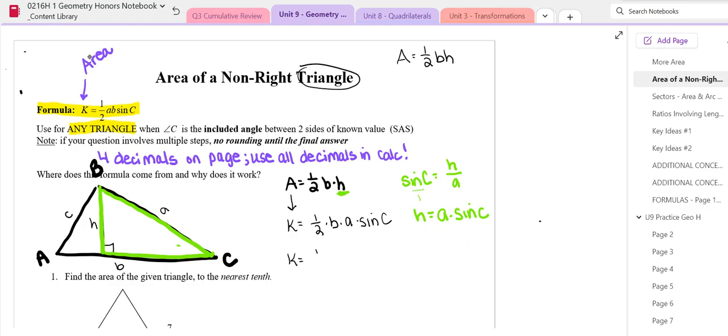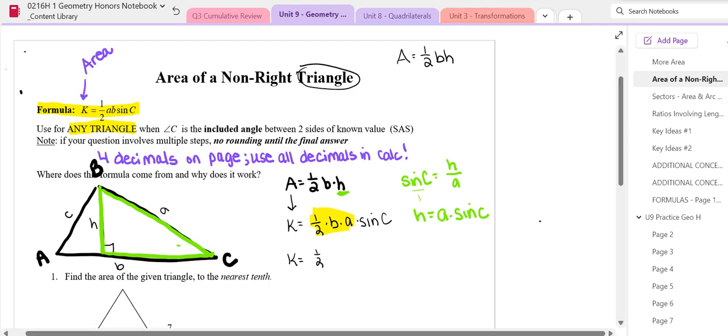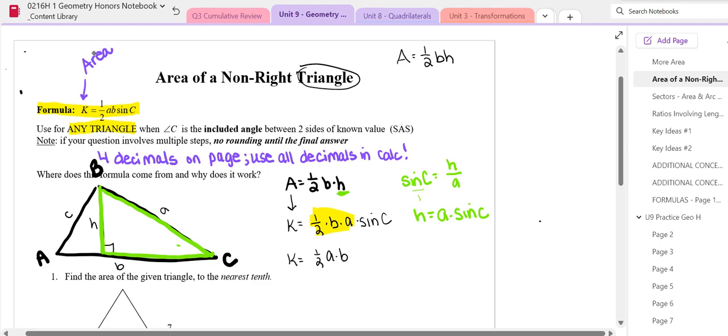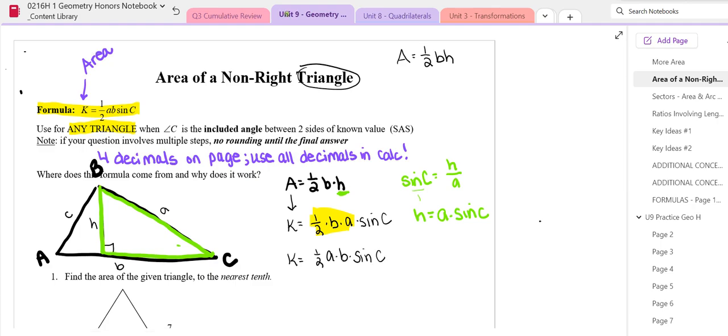So K equals 1/2. I'm going to just rearrange my order here because multiplication is a commutative operation, and it doesn't matter what order we multiply those factors in, we're still going to get the same answer. So 1/2 times a times b times sine of C. And now, folks, we have done it. We have derived or shown where that formula comes from and why it works.